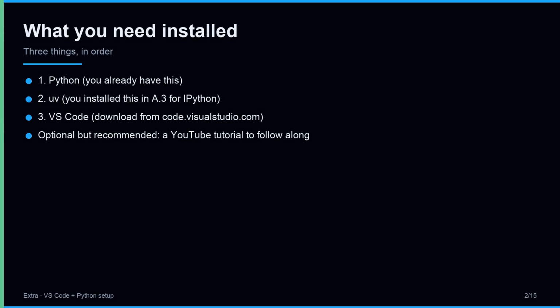Here is what you need. First, Python, you already have this, you have been using it since the start of the course. Second, UV, you installed this in the IPython lessons to run UV tool install IPython. Third, VS Code, a free code editor from Microsoft. Download it from code.visualstudio.com. If you have never used VS Code before, I recommend searching YouTube for VS Code Python setup and following along with a video. There are dozens of excellent tutorials. Watch one, set up your environment, and come back.